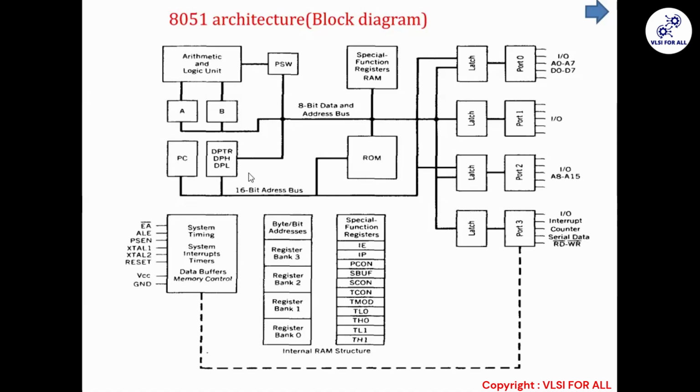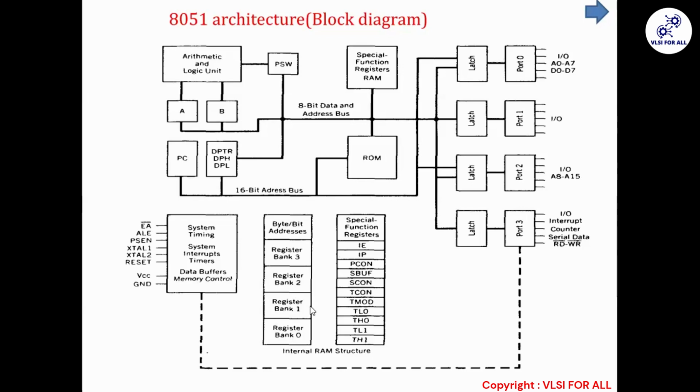Further, we'll go to this register bank, or you can call it RAM. This is our RAM. So how is my internal RAM structured? It has four banks of registers, and in every bank there are 8 registers. What are their names? R0 to R7, again R0 to R7.